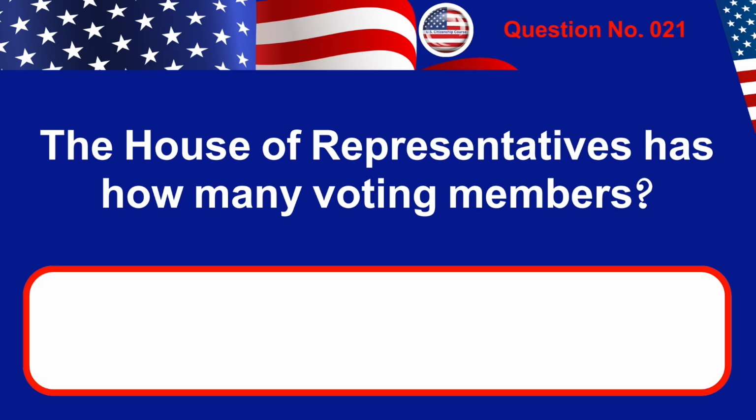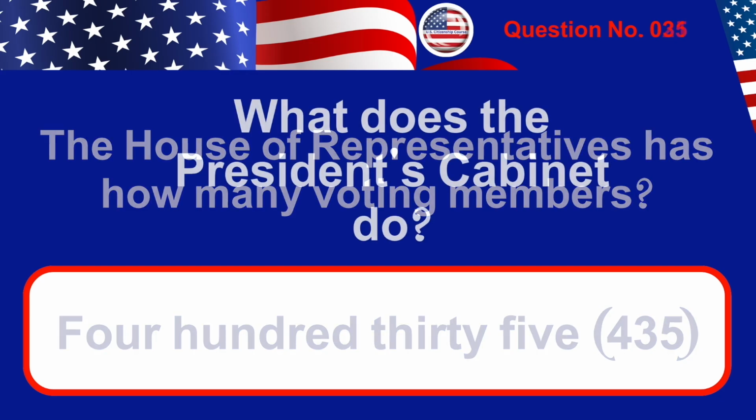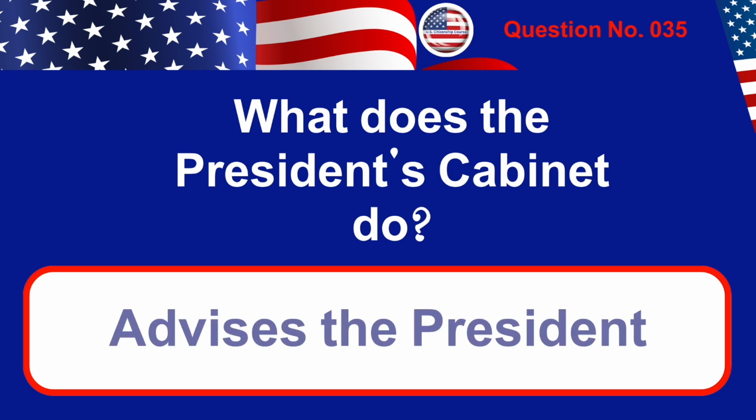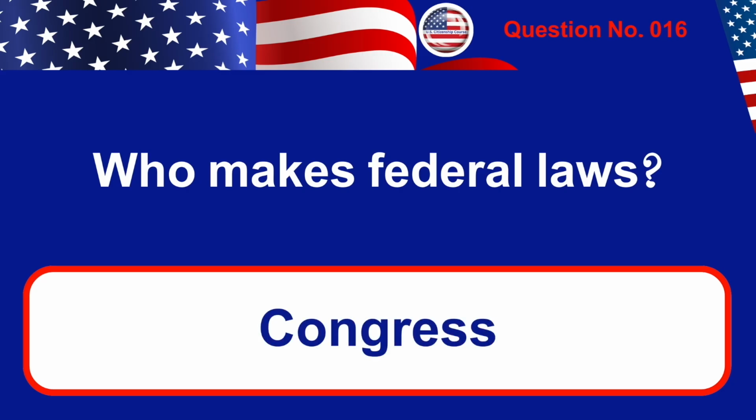The House of Representatives has how many voting members? 435. What does the President's cabinet do? Advises the President. Who makes federal laws? Congress.